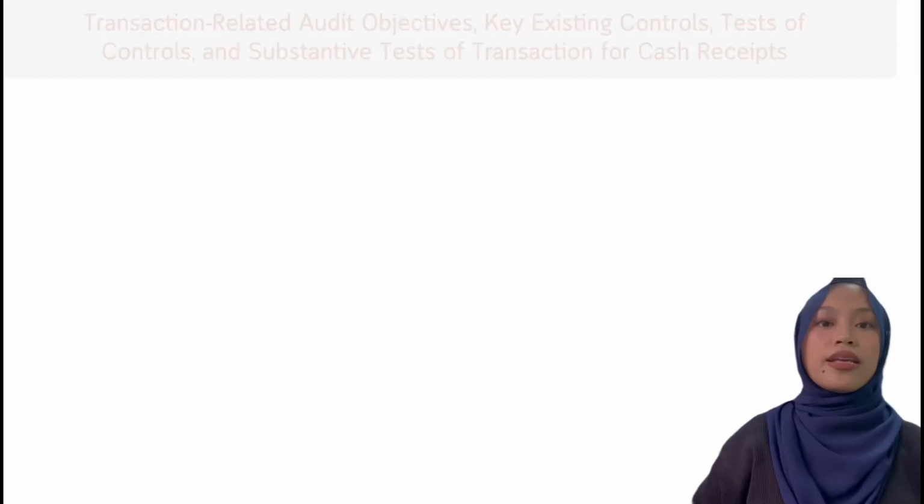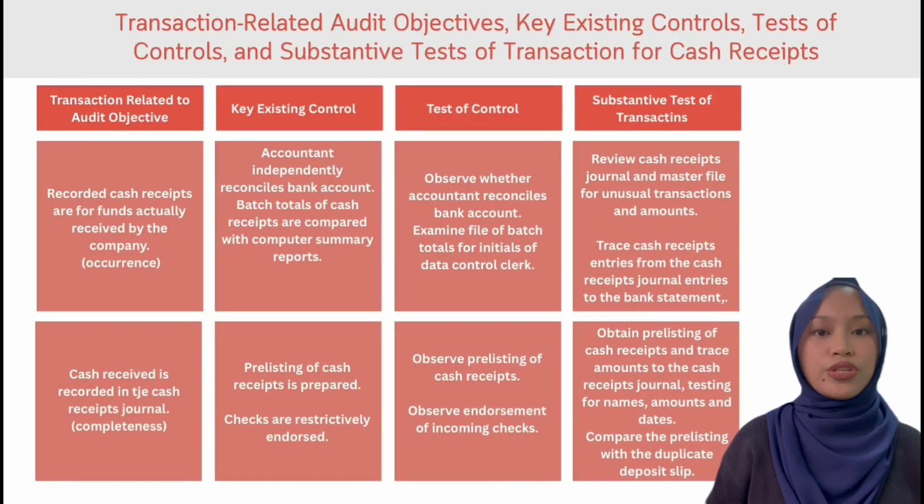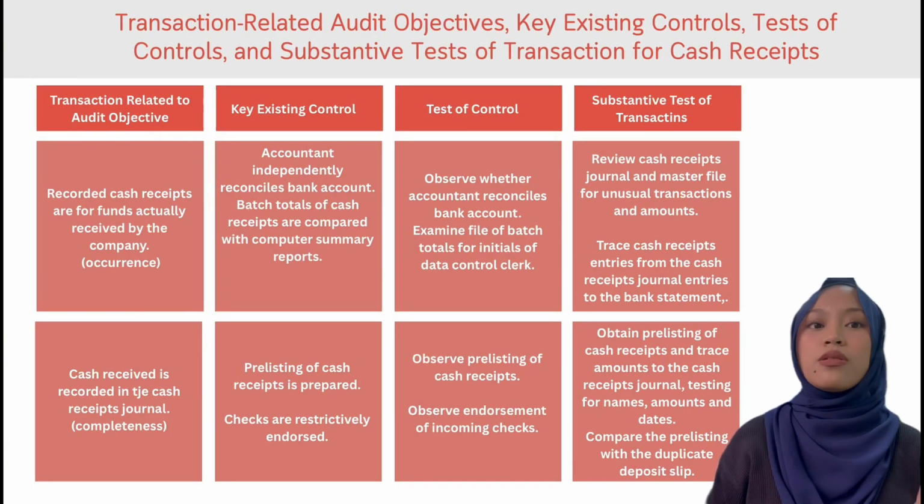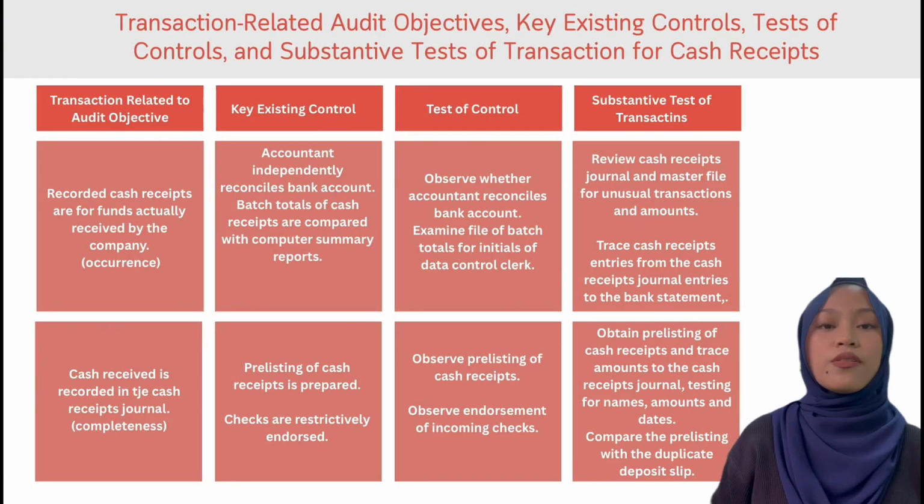As we move on to cash receipts, auditors also need to check whether the cash recorded by the company is real and properly handled. Let's look at two audit objectives, which are occurrence and completeness. The first objective is occurrence.